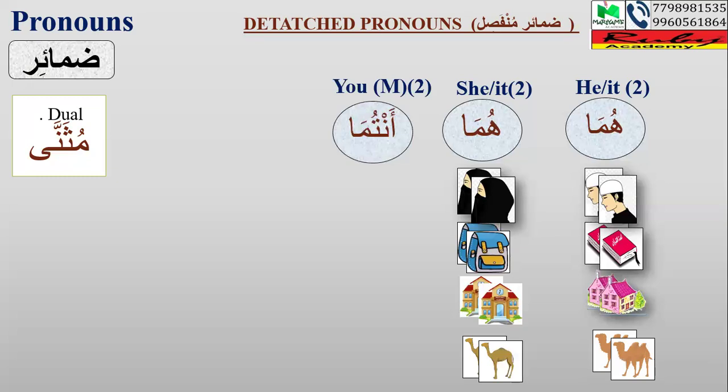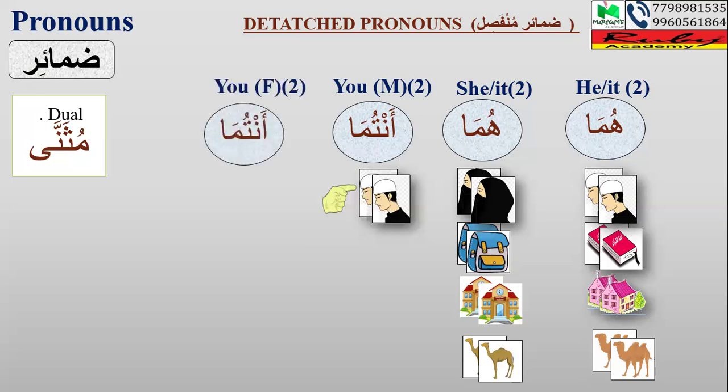Then antuma, you, two, masculine. If you want to speak to the second person, that time we use antuma, two. Two men. It is the same antuma for feminine as well. You, feminine, two. If you want to speak with second person, but they are two women, you can use antuma, two women.